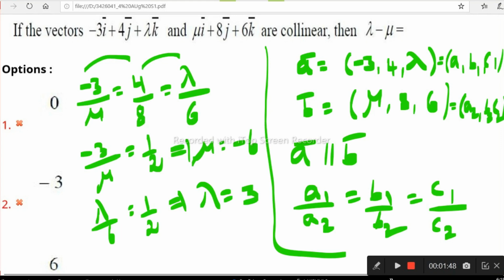Lambda is 3, mu is minus 6. What is asked? Lambda minus mu means 3 minus of minus 6, which is 3 plus 6, that is 9. That's it. So this is one of the options. You can observe the options. In the first 3 options there is no answer. Now look at the next option. Okay? Very easy, isn't it?